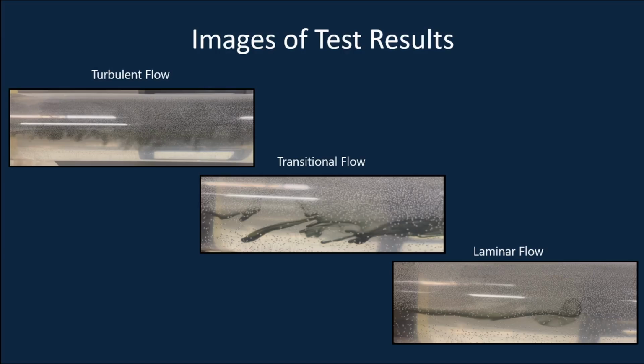We have turbulent flow, which is mixed. We have transitional flow, which is somewhere in between smooth and mixed. And then finally we have laminar flow, which is a smooth line. With the experiment complete, it's now time to get into the calculations.